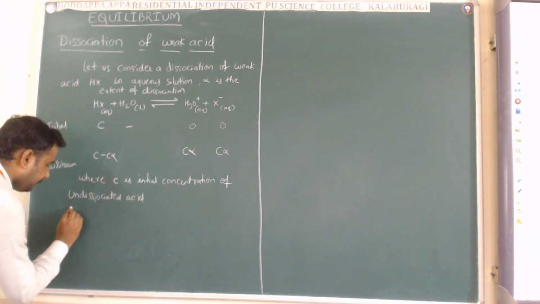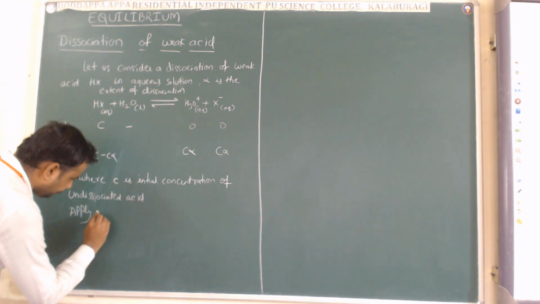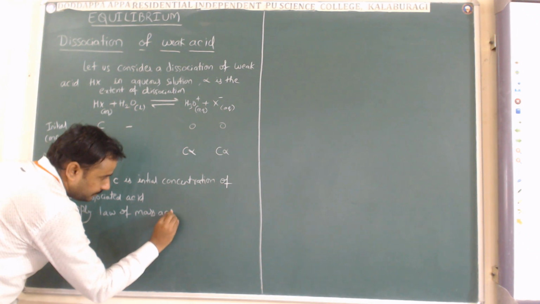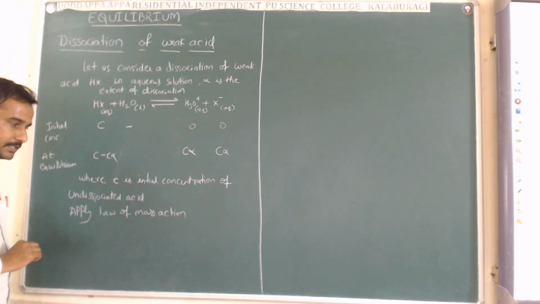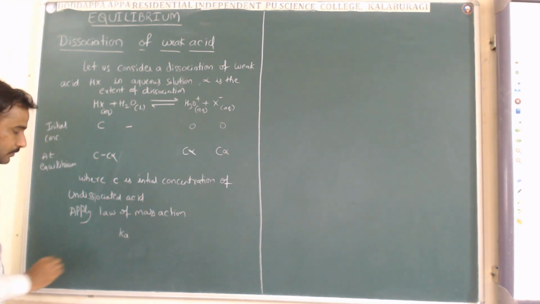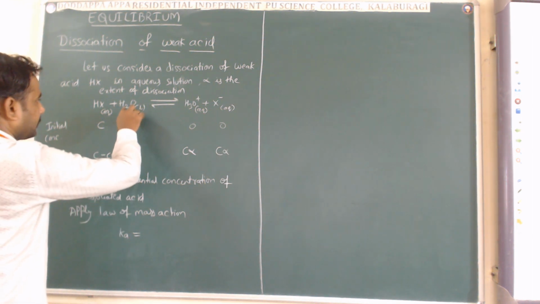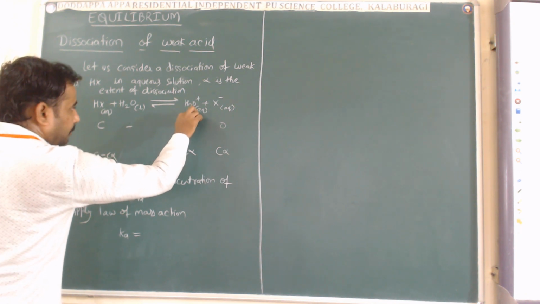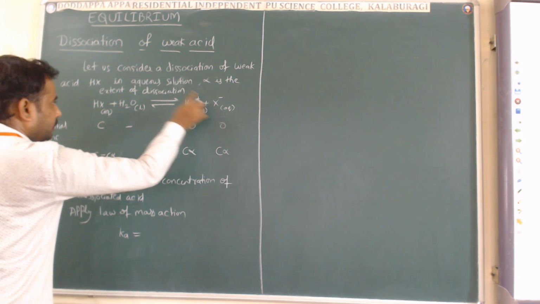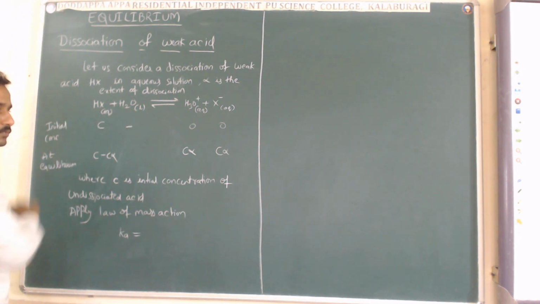So next, apply the law of mass action. When you are applying the law of mass action, that is the Ka, the dissociation constant. Ka of a weak acid is equal to the product of the molar concentration of the dissociated molecules.